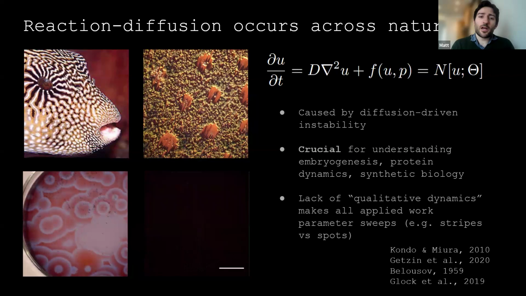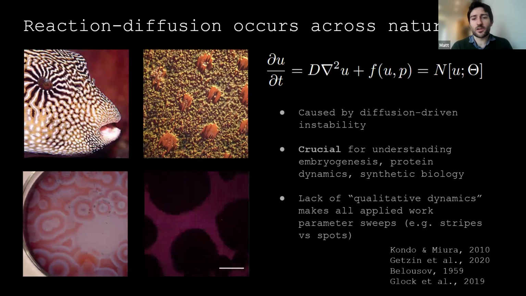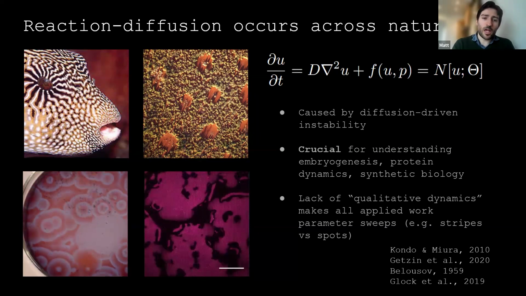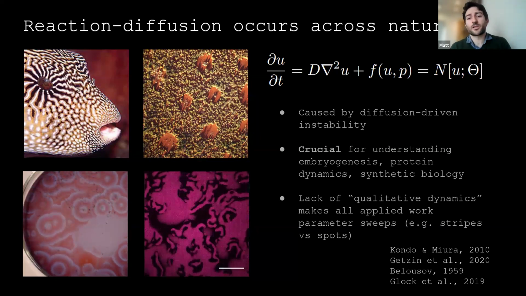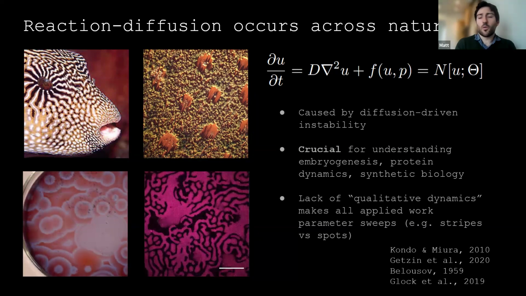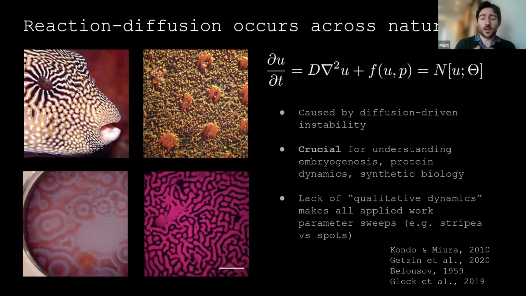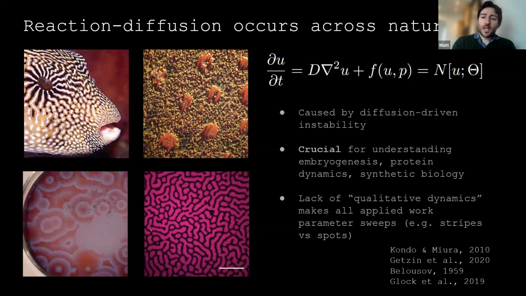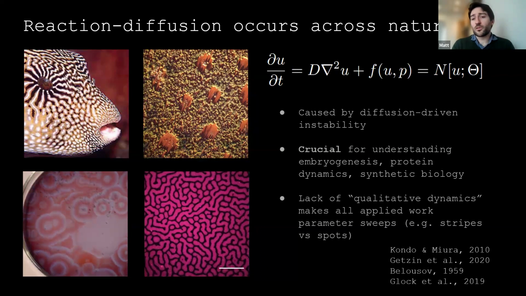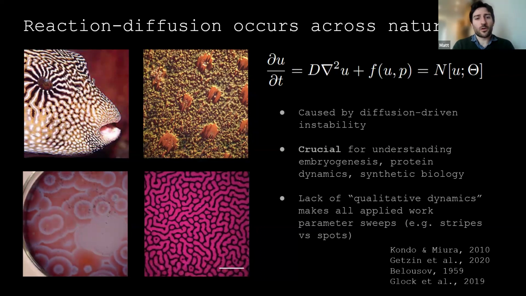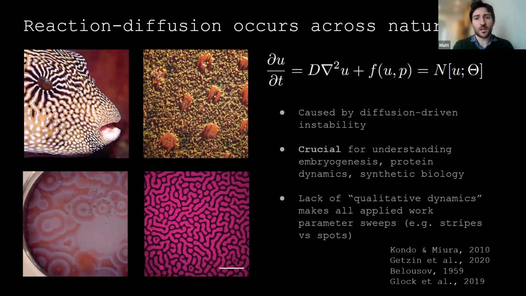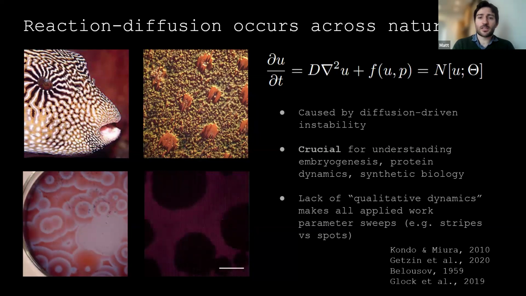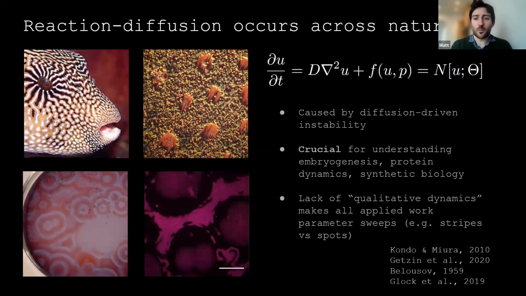Now, in general, it's hard to understand the way these things behave, especially when they're modeled in biophysical detail. Often biologists want to know things like, when do stripes appear and when do spots appear? When is it stationary and when is there some sort of chaotic behavior? In general, it's difficult to know when those macroscopic qualitative behaviors emerge, and that is a significant bottleneck for the applied work.